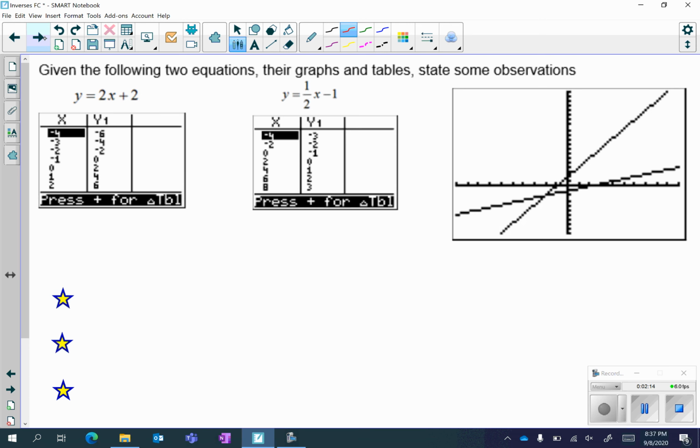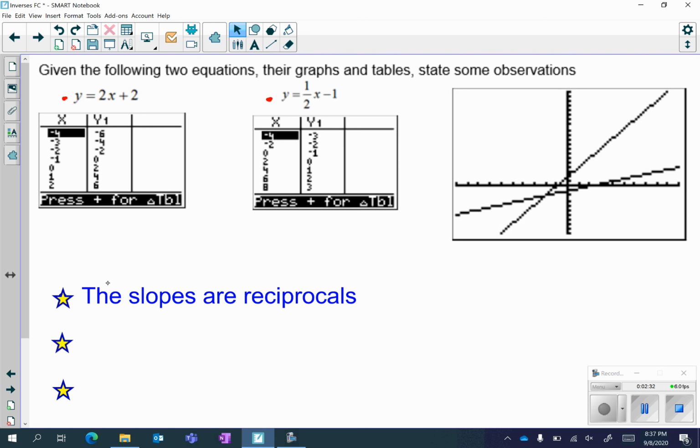Now we have the same equations. We have y equals 2x plus 2 and the inverse 1/2 x minus 1 that we just found. Pause the video and try to find several observations, 3 actually. Your first observation should be that the slopes are reciprocals. So when we're talking about inverses, if the first slope is 2 over 1, the inverse slope is going to be 1/2. Knowing that the slopes are reciprocals is a great way to make sure that your answer is correct.